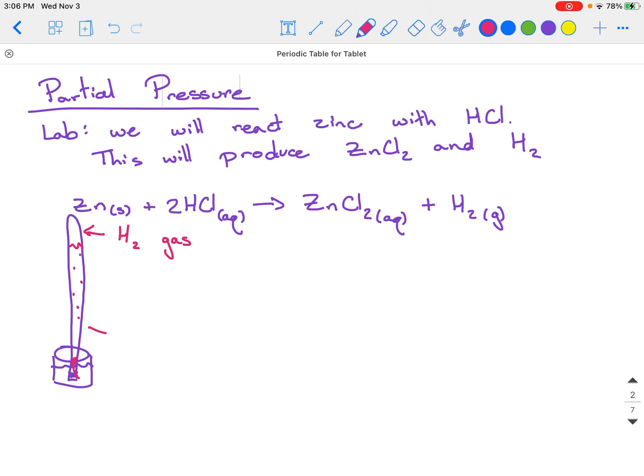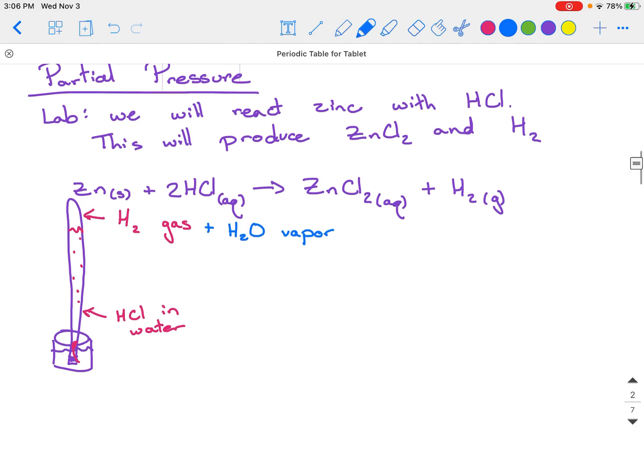Now, there's not only HCl in this liquid here. It started with HCl, but remember we said it was aqueous, so that means it's in water. So we also have water here. Our goal of the lab is that we will want to find the amount of H2 gas. But some of the gas up here, where the H2 gas is, is also going to be H2O, water vapor. So in order to find just H2, we need to look at what's called Dalton's law.